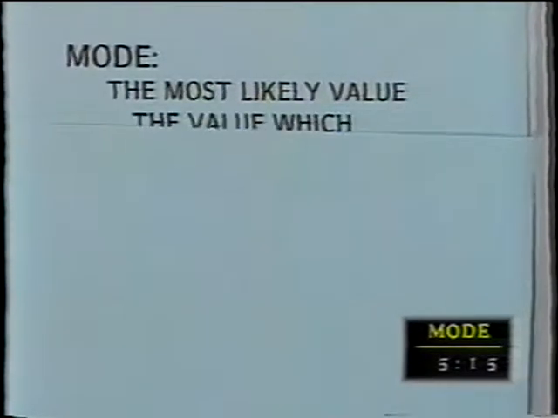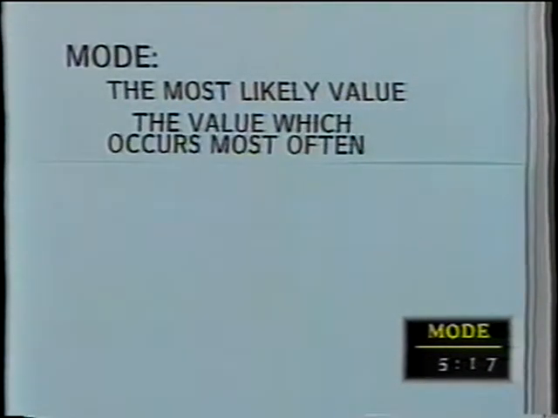But then, when it's used, people will simply use the same word for both. What a mess. But it won't be if we keep in mind that there are two different parallel universes. Okay? Let's do it. Let's define mode. The mode is the most likely value, the value which occurs most often.